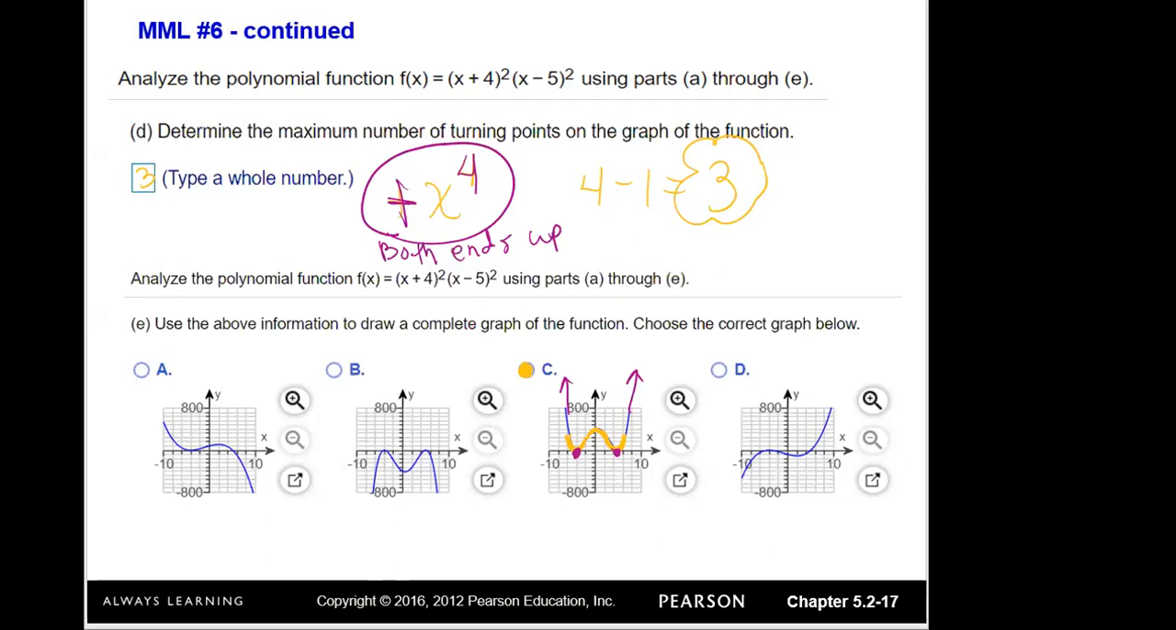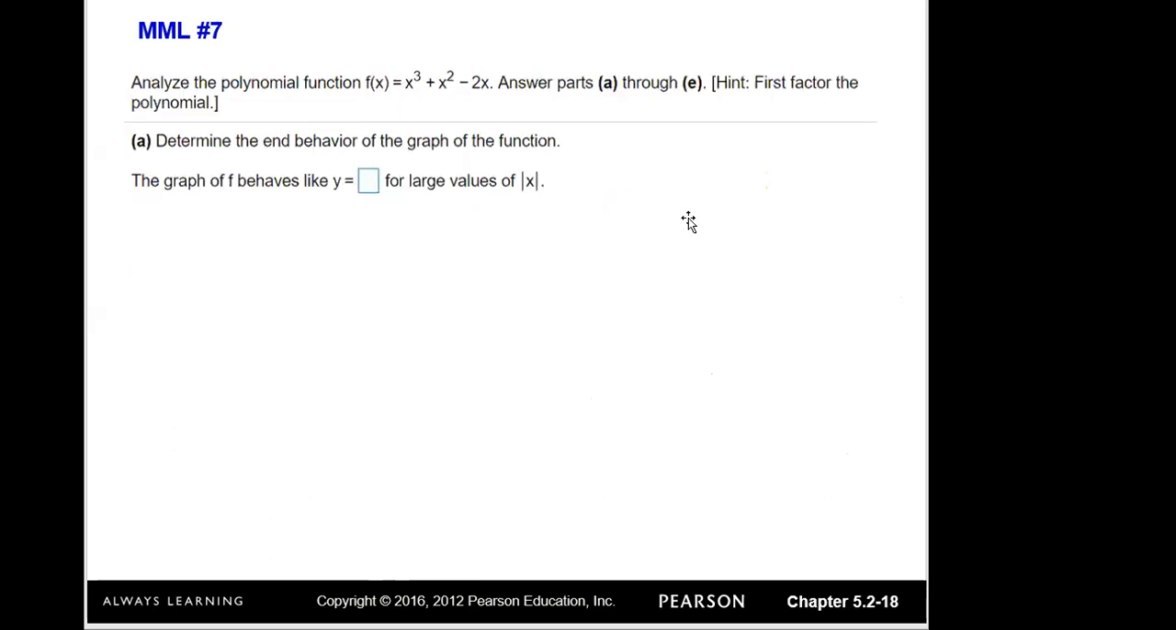And then number 7. Analyze this function. Now this one is not given to you in factored form, which is going to make finding the zeros or the x-intercepts a little more work. They already have it in multiplied out form, so I can already see that x to the third goes right here. Why I left a whole page to work that out, I don't know. I didn't need to at all. Sorry, that was a waste of space on that slide.